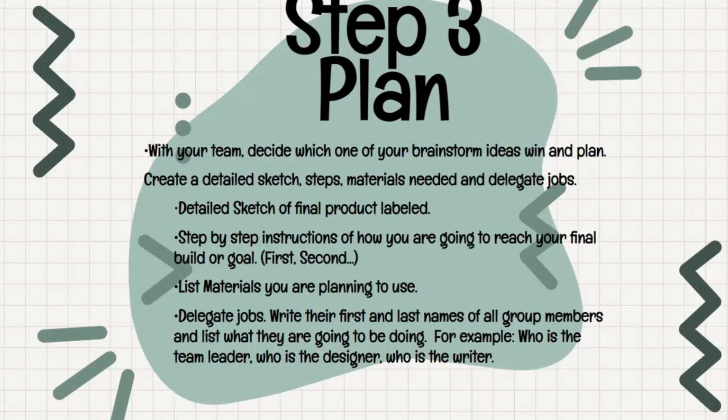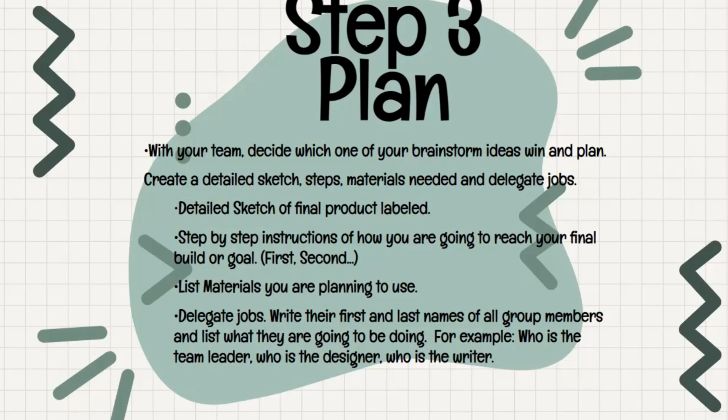So with your team, you're gonna decide which one of your brainstorming ideas wins, and then create a plan for it. Create a detailed sketch. What this will look like is you will draw out the dimensions of your build. You'll label it with how big you want to create something. You'll actually put the inches or the feet, all the diameters, everything that you've learned in math to create a beautiful detailed sketch of your final product.